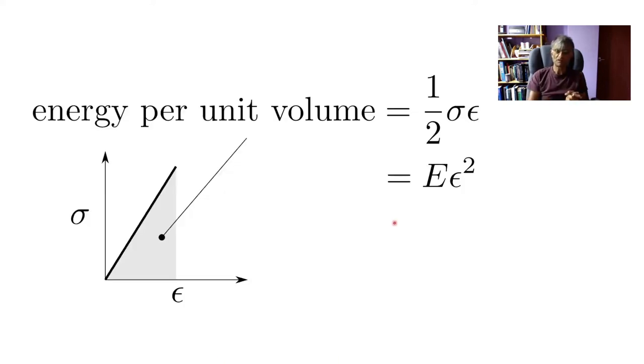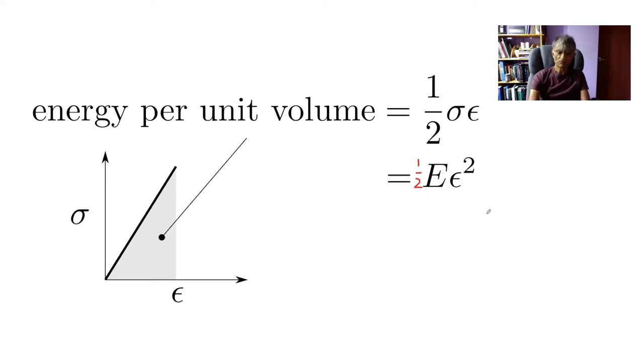Okay, first of all, this is just an illustration of Hooke's law, where the stress varies linearly with the strain. And the area under the Hooke's law stress-strain variation gives us the strain energy per unit volume, which is half sigma times epsilon. And I can replace sigma by the elastic modulus. So it's half elastic modulus times epsilon squared. I made a mistake here. There should be a half, obviously. Okay, so that's the elastic strain energy per unit volume.